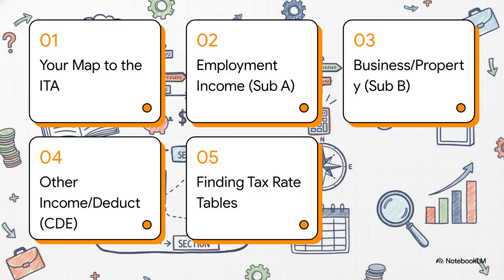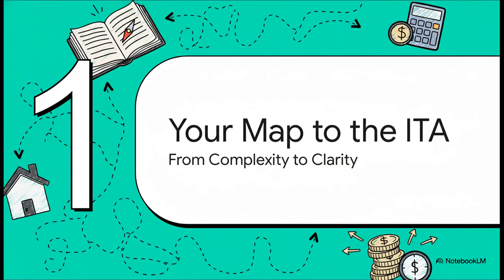So here's what's on the agenda. First up, we're going to find that map to the act itself. Then we'll take a tour of the main territories: income from employment, then business and property income, and we'll touch on the other key categories too. And we'll wrap things up with a really crucial tip: how to actually find those tax rate tables that seem to be hidden away.